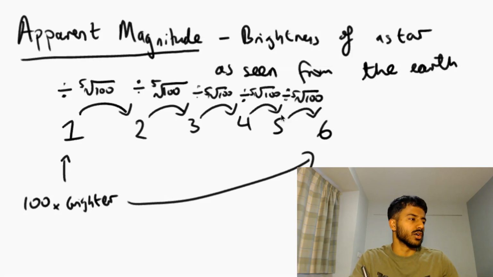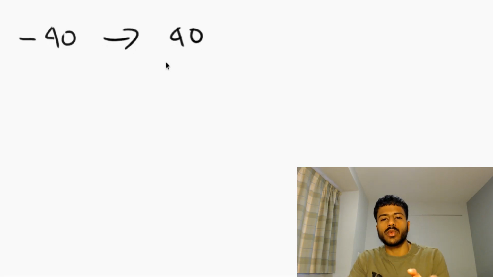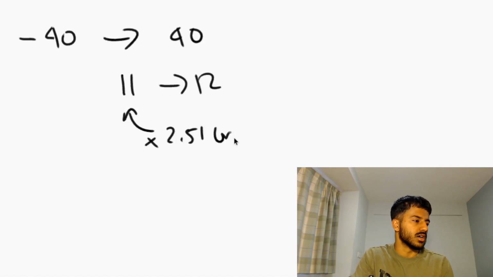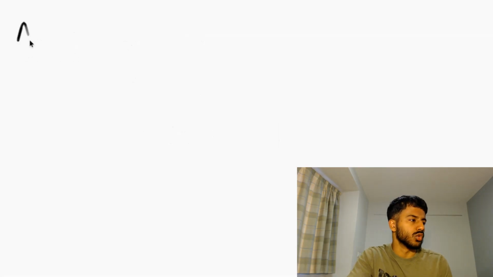Now this was the old scale, but nowadays our scale probably goes from around -40 to 40 or something like that. But even with this new scale, let's say we went from like 11 to 12. 11 is 2.51 times brighter than 12. So we've looked at the apparent magnitude, so now let's look at something called the absolute magnitude.